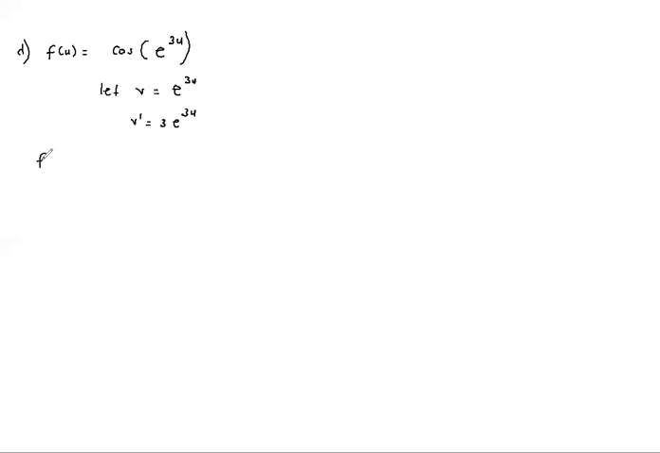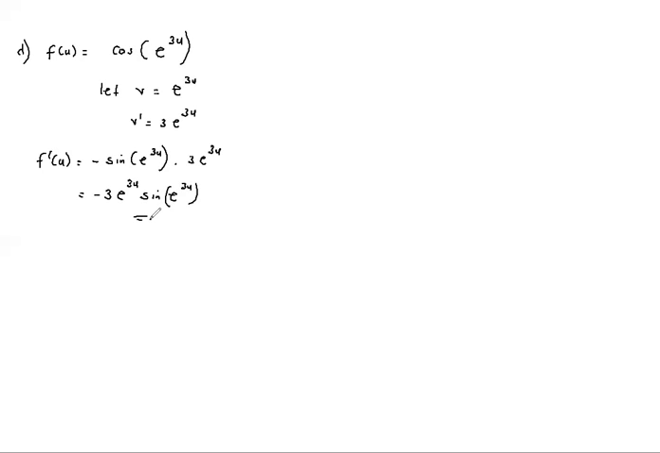So that your f prime of u becomes the derivative of cos first, because here it is chain rule. The derivative of cos is negative sine, and fix the whole thing inside. Then multiply by its derivative, which is 3e^3u. So you can write this as negative 3e^3u sin(e^3u). That's the derivative there using chain rule.